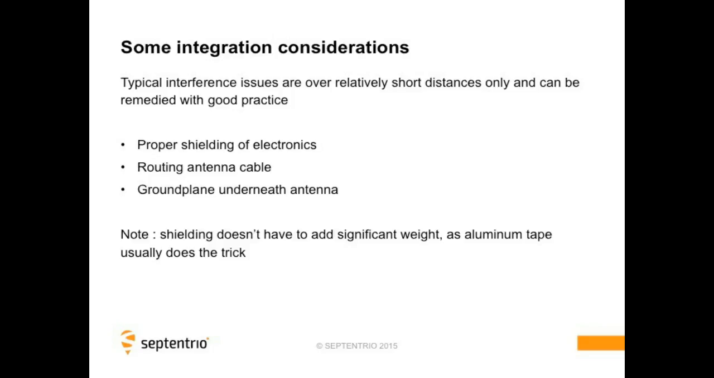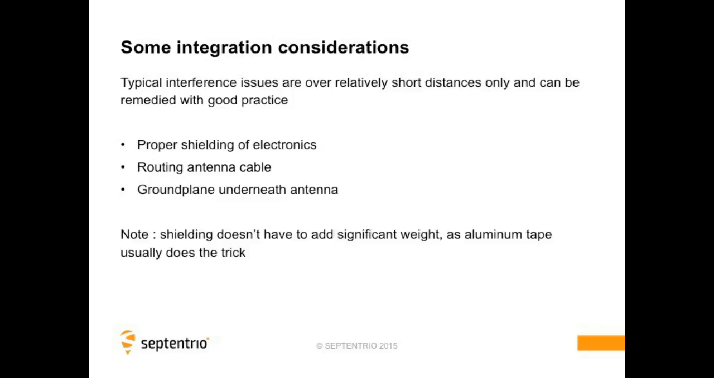Putting a ground plane or a metal foil underneath the antenna is very good practice for eliminating not only this type of digital noise, but also other reflections which can impact the accuracy of the GPS signals received, the routing of the antenna cable, and then in general shielding of the different offensive parts of the electronics if those are diagnosed. Now, luckily enough, we found that simple measures, just like, for instance, using aluminum tape in the right places, can do the job. So the shielding itself doesn't have to be very thick or add a lot of weight to the design.